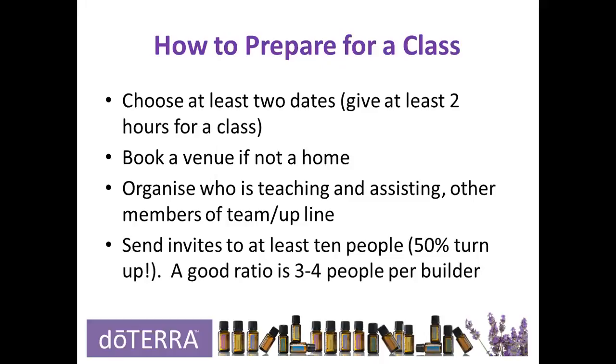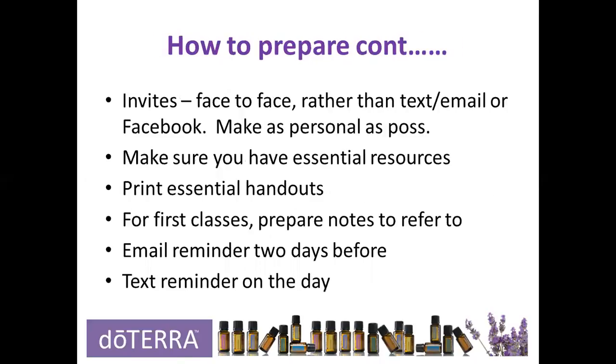So if it's just you on your own, then the amount of people that you can really handle is about 3 to 4. So I recommend 3 to 4 guests per business person. So if you've got your upline coming, then you can have 6 to 8. So just depending on how many of you are there. But always invite double the amount, because pretty much every time it's 50% that will come to the class.